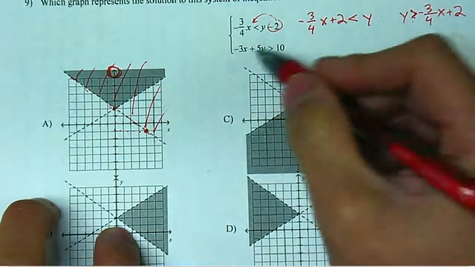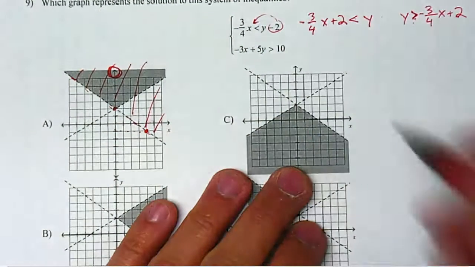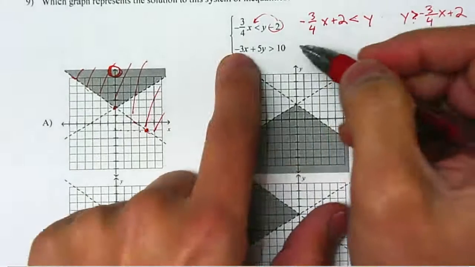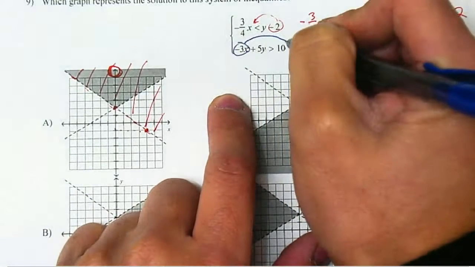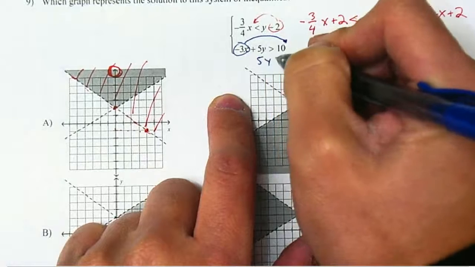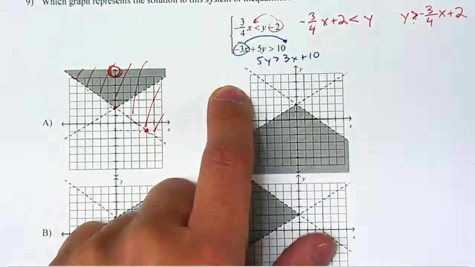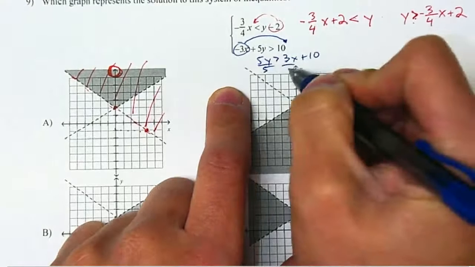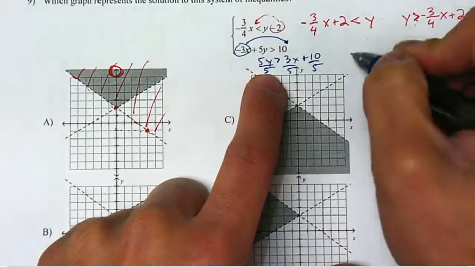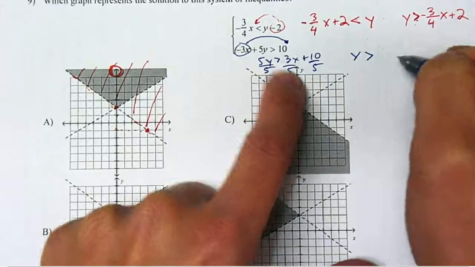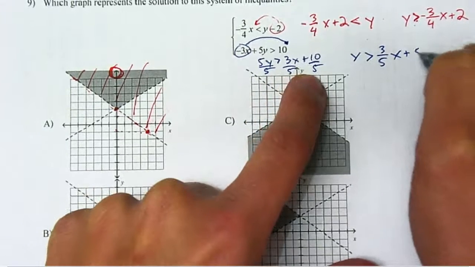And now I can look at the other one. Let's get that y by itself. And so how am I going to do that? I'm going to move the x to the other side. I'll do this one in blue. And it becomes 5y is greater than positive 3x plus 10. And then dividing by 5 gives us our y by itself. Y is going to be greater than 3 over 5x, and then plus 10 over 5 is 2.